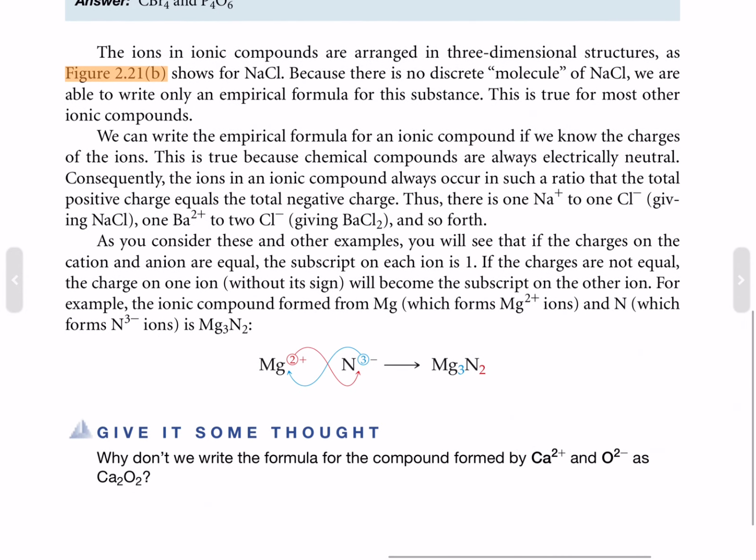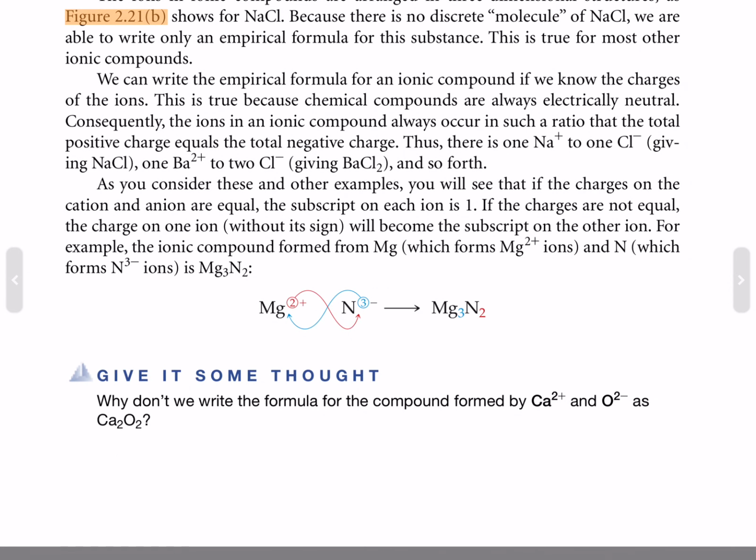We can write the empirical formula for an ionic compound if we know the charges of the ions. This is true because chemical compounds are always electrically neutral. Consequently, the ions of an ionic compound always occur in such a ratio that the total positive charge equals the total negative charge. Thus, there is one positive sodium and one negative chloride, giving sodium chloride, one barium positive 2 and two chloride negative 1s, giving barium chloride, and so forth.